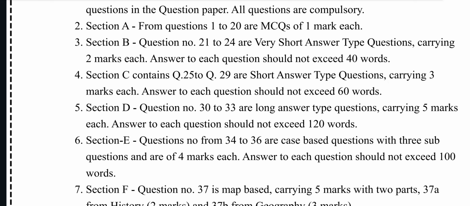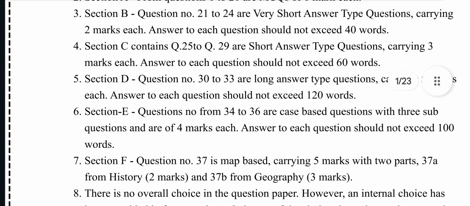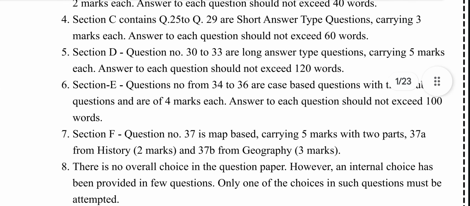Section C comprises questions 25 to 29. They are short answer type questions carrying 3 marks each. Answer to each question should not exceed 60 words. Section D, question numbers 30 to 33, are long answer type questions carrying 5 marks each. Answer to each question should not exceed 120 words. So make sure that you are not exceeding that 120 words. If you are exceeding the words, then the marks will be reduced.